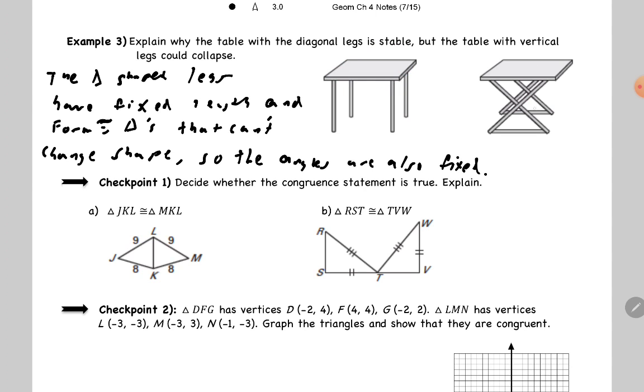Versus here we have these two bases, and they form these triangles. These angles are kind of locked in place, making the table more stable. If that didn't make sense, basically triangles are more stable than rectangles or boxes. So always, if you're building anything and you need to support it, use triangles.